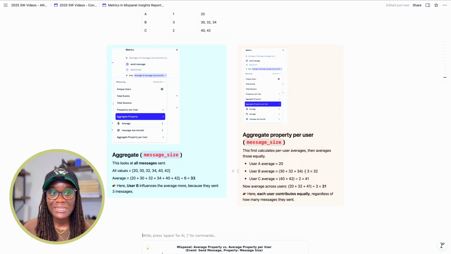For user B, they sent 3 messages with 30, 32, and 34 words. So we calculate user B's average, which is 32. User C sends 2 messages with 40 words and 42 words respectively, and so their average is 41. And so once we do the average for every user, we then do an average across all the users. And so because we have 3 users, we do an average for each user's average, which is 31.